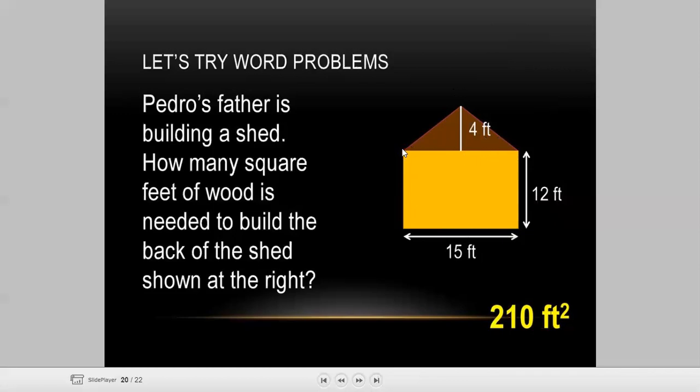The triangle with the base of 15 and height of 4, the area of this triangle can be found by the formula half b h. So half times 15 times 4, which is 30. So the area of this triangle is 30, and the area of the rectangle is just 15 times 12, which is 180. So just add 180, the blue area, to 30, the brown area, to get 210 feet squared as the total area of the composite figure.